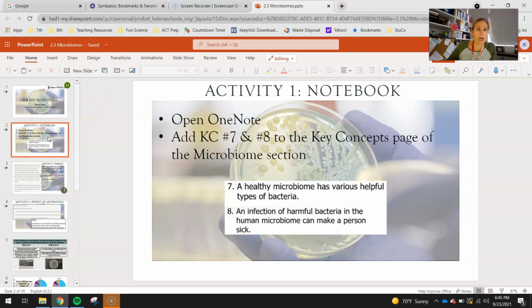Okay? Moving on, one of your bell ringers for today was your notebook. So you needed to add key concept number 7 and number 8 to the key concepts page of your notebook. Key concept number 7 says a healthy microbiome has various helpful types of bacteria. And we'll talk about how those bacteria are helpful. What do they do to keep us healthy and kind of keep our bad bacteria at bay?